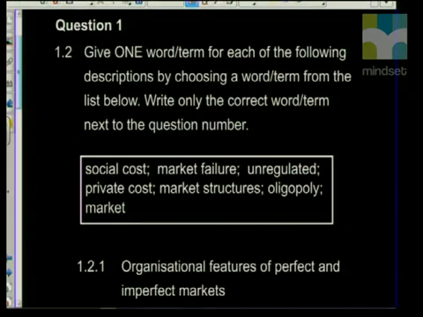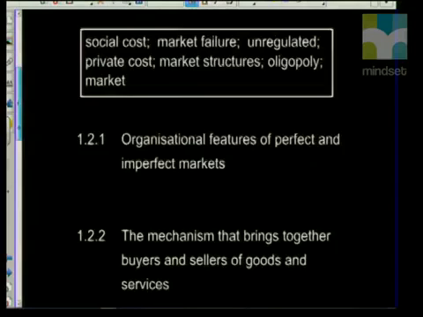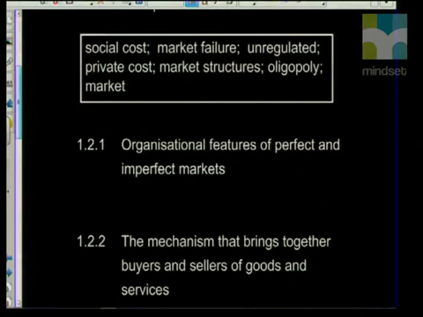Then we move on to question 1.2. Give one word or term for each of the following descriptions by choosing a word or a term from the list below. Write only the correct word or term next to the question number. Now in this example, I will just underline the correct answer. First, look at the options that are available before you start answering the question. Social cost, market failure, unregulated, private cost, market structures, oligopoly, and market.